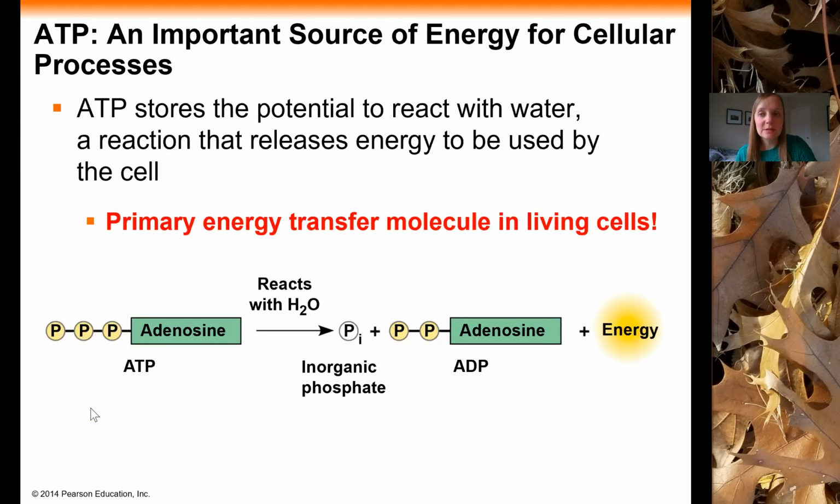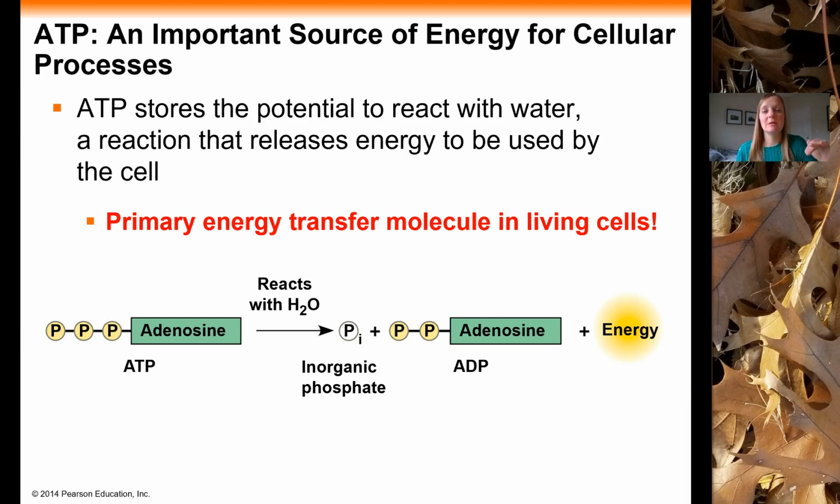Now, this molecule is particularly important because of its chemical structure. ATP has the ability to store a lot of energy. When the ATP reacts with water, it undergoes a reaction that's called hydrolysis. And this hydrolysis cleaves that last phosphate off of the tail. So you can see this happens here. The last phosphate is taken off. It leaves as what is called an inorganic phosphate. And what's left over is adenosine diphosphate, or adenosine with only 2 phosphates in the tail. And in this process, a whole bunch of energy is going to be released.